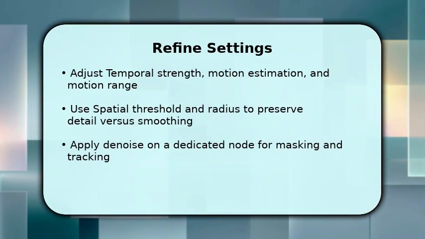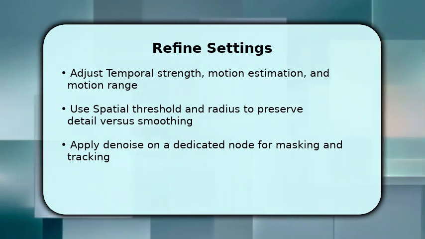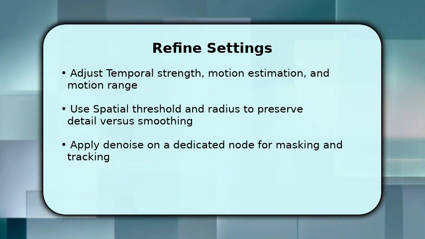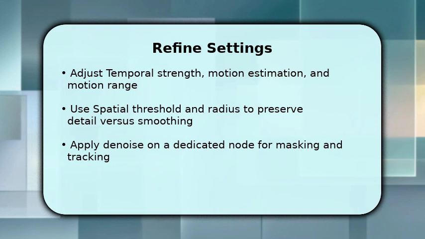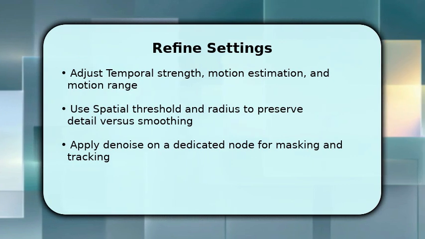Now refine the controls to balance noise reduction with detail retention. Increase temporal strength gradually. Watch for ghosting artifacts and reduce frame count if you see motion trails. Then tweak spatial threshold and radius to smooth sensor noise without softening edges. Lower radius preserves fine detail.